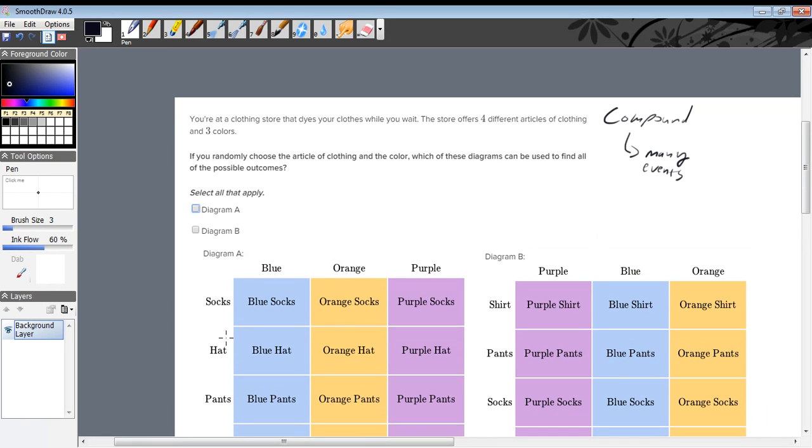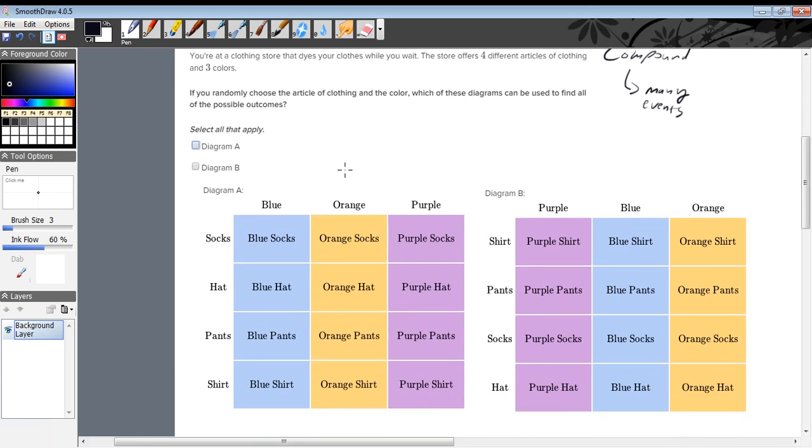Okay, so you are at a clothing store that dyes your clothes while you wait. The store offers 4 different articles of clothing and 3 colors. If you randomly choose the article of clothing and the color, which of these diagrams can be used to find all of the possible outcomes?